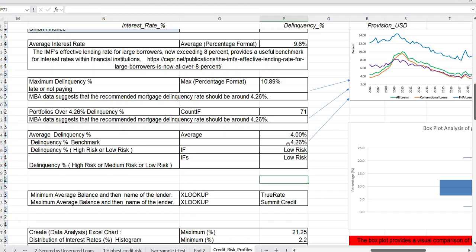Then we did a lookup to find the minimum and maximum average balance and the name of the lender. So it's not just using formulas to get numbers, you can get data too, and we got the name here.